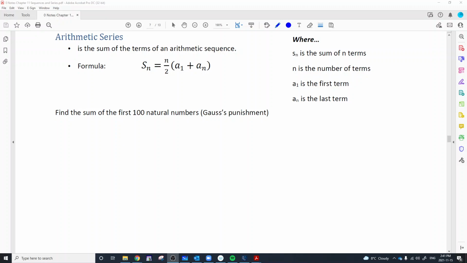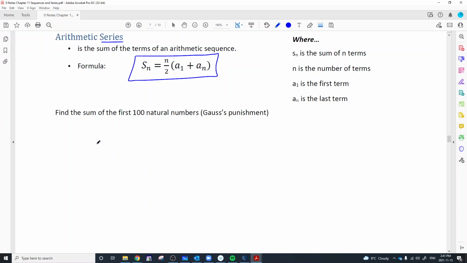Moving on from arithmetic sequences, we're now going to talk about arithmetic series, so the sum of the terms in an arithmetic sequence. There is this general formula which states that the sum of n terms in any sequence is equal to the number of terms divided by 2 times the first term plus the last term. And I feel like this equation requires a little bit of an explanation.